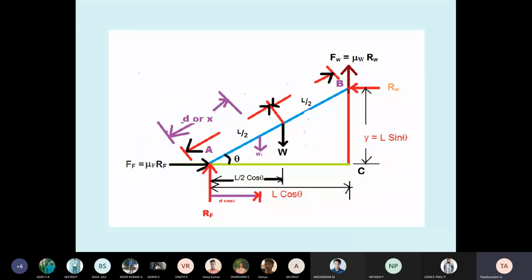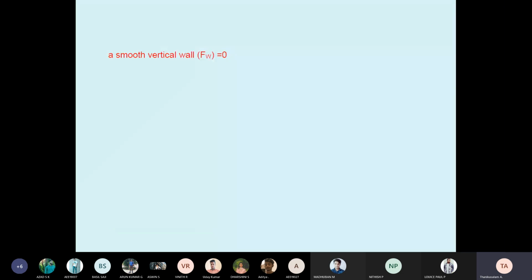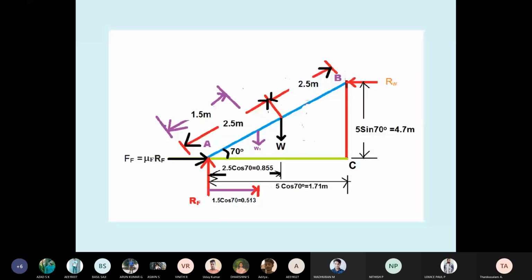And FW we take as 0. Why FW 0? Smooth vertical wall. Then we calculate all the distances. Students, all the distances are your mathematical knowledge. We know the angle 70 degree. We know the length AB 5 meter. What is the horizontal distance? The adjacent side we know, 5 cos theta, that is L cos theta. The opposite side, L sin theta, like that. 5 into sin 70, 5 into cos 70.